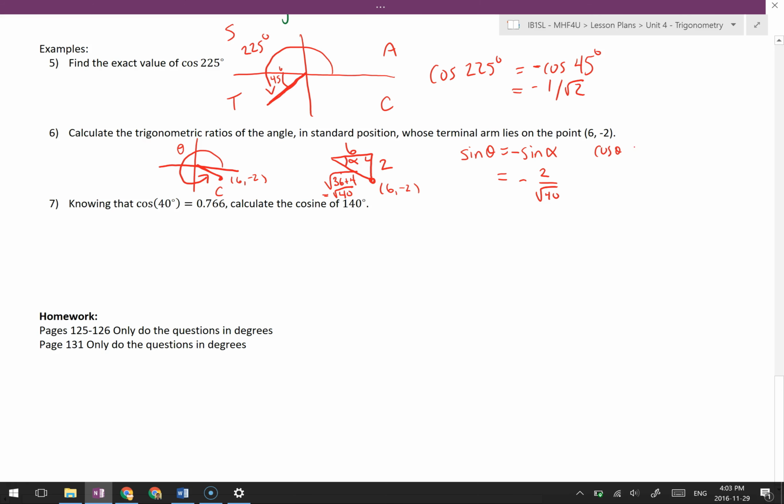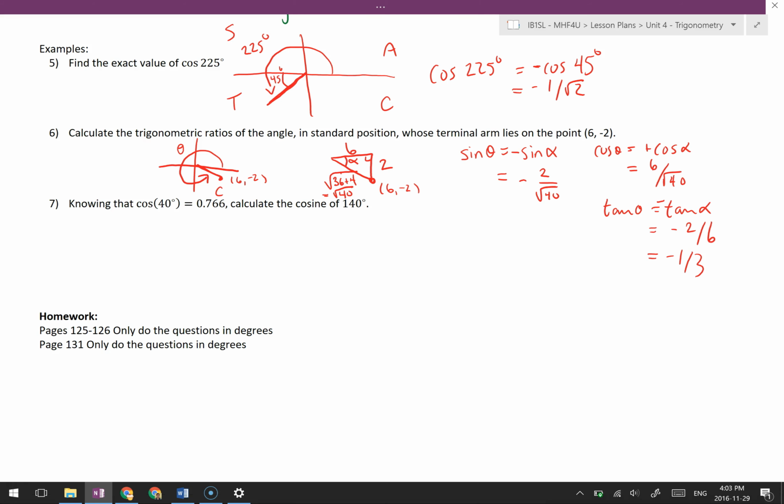The cosine of theta is positive. In this quadrant, cosine is positive. Cosine of alpha, which is 6 over root 40. And the tan of theta, here tan is negative in quadrant 4, which is -2 over 6. So note that we don't need to know what the angle is. It doesn't matter. We're just looking at ratios for this question. So don't worry about using your calculator to calculate angles here. It's unimportant.